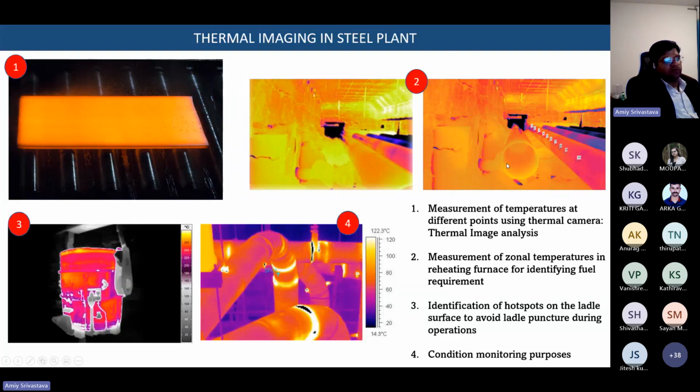And we can also find out the temperature from end to end. At this end, this is the temperature. At the center, we have this particular temperature, and at the tail end of the bloom, we have this temperature. In general, we have to increase the temperature of the tail end, because the tail end spends more time in the mill.